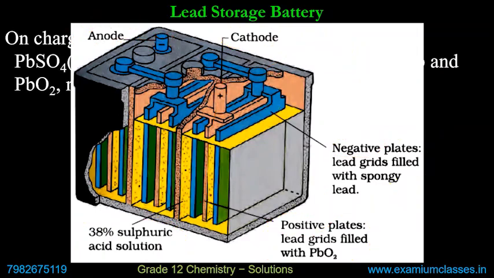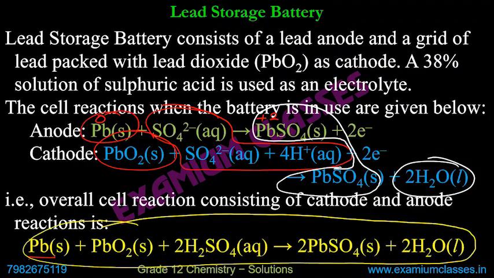So just try to remember these things. Negative plates obviously will have only lead. So these are made of lead and are filled with spongy lead. Spongy lead actually makes the reaction faster. Positive will have lead grids, solid lead grids filled with lead dioxide. These are the reactions you have to remember.